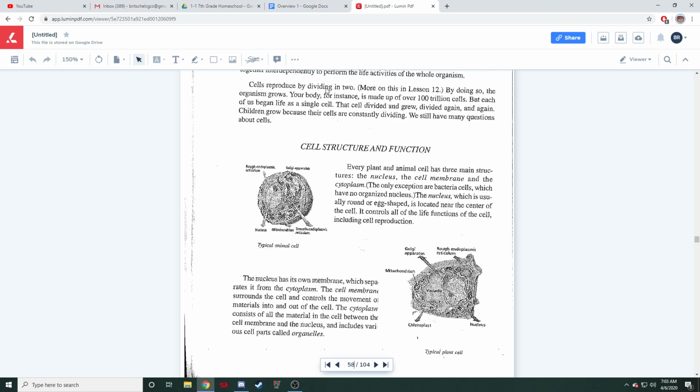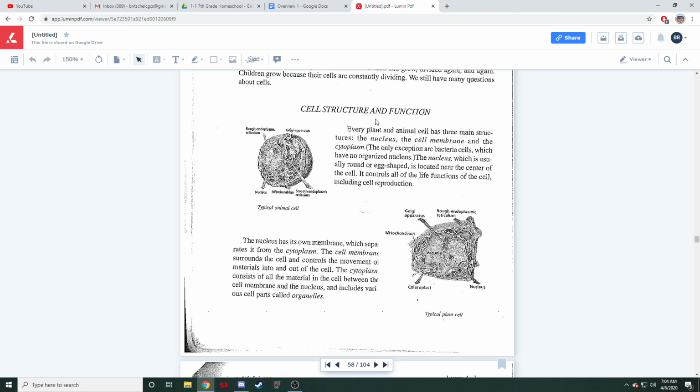Cells reproduce by dividing into two, more on this in lesson 12. By doing so, the organism grows. Your body, for instance, is made up of 100 trillion cells, but each of us begins life as a single cell. That cell divided and grew, divided again, and divided again. Children grow because their cells are constantly dividing. We still have many questions about cells.